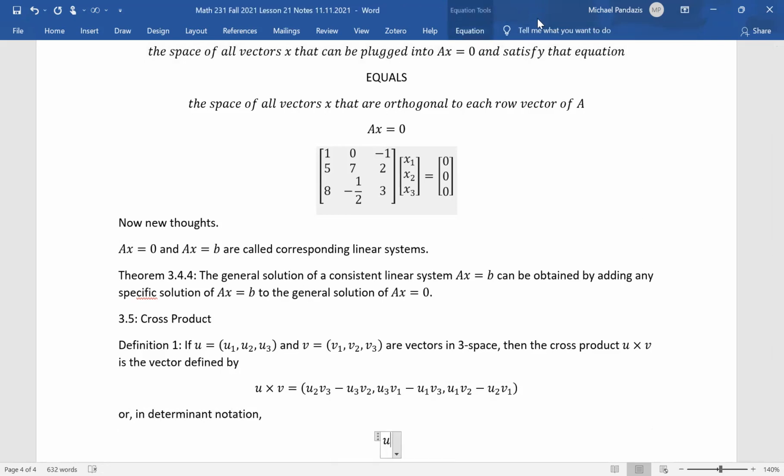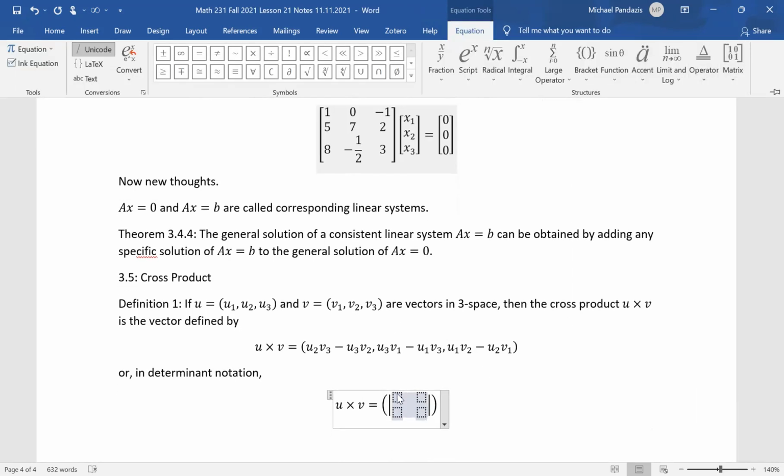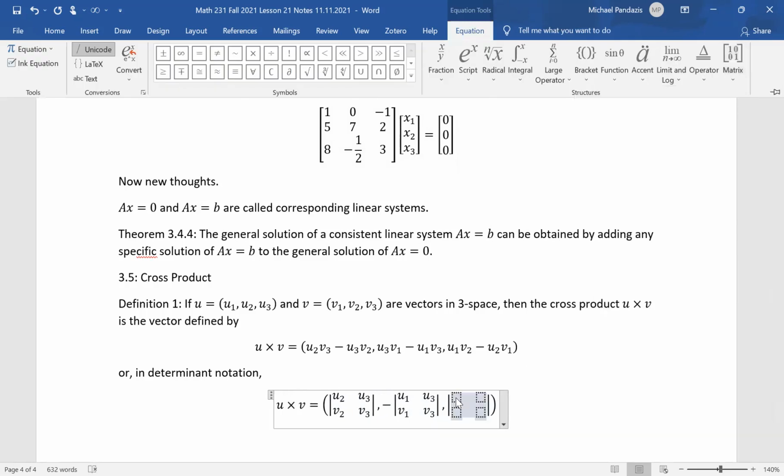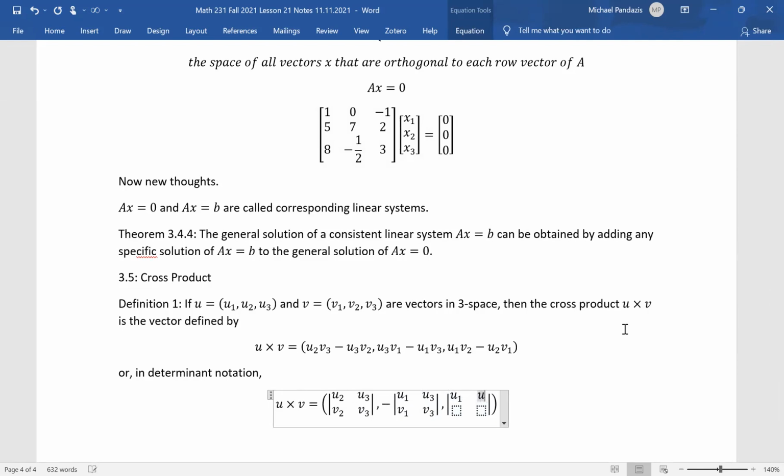You have that U cross V is equal to this determinant. So the first component you could say is the determinant of the matrix U2, U3, V2, V3, comma, the second component is the determinant of the matrix. It's actually the negative of that determinant. It's the negative of the determinant of the matrix U1, U3, V1, V3. And the third component is the determinant of the matrix U1, U2, V1, V2.